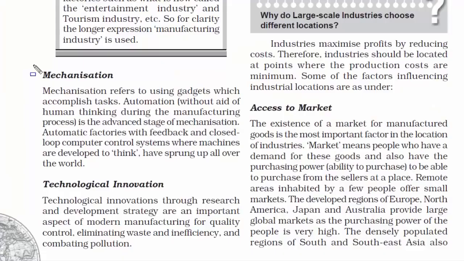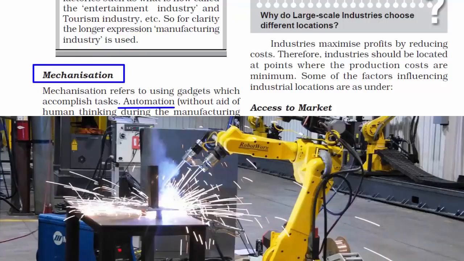And the second quality is mechanization. To accomplish any work, you need tools. To finish a bigger job, you need bigger and better tools. In modern factories, automation plays a very important role.